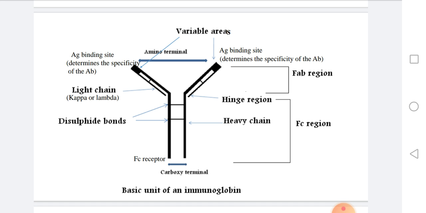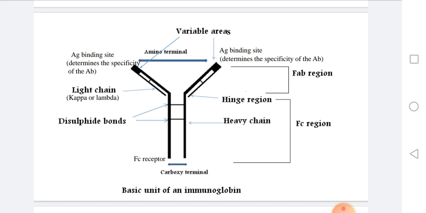In an immunoglobulin or antibody, the light chain can be kappa or lambda. It doesn't make any difference. Then look at the upper part of the drawing, the amino terminals. There are two arms. Each arm is an antigen binding site. So the basic unit of an immunoglobulin can bind to antigens.